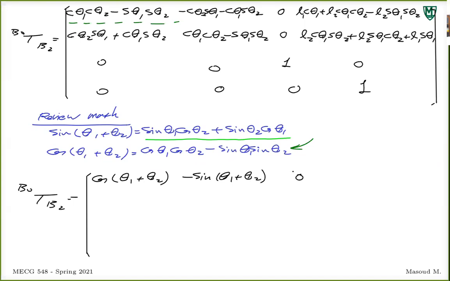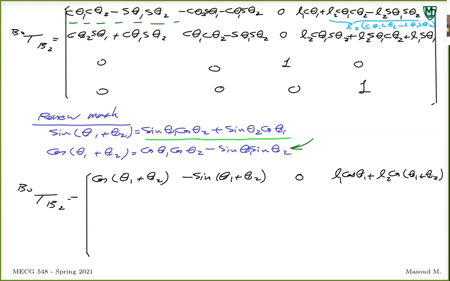Third one is 0. Right there, you can factor out L2. So that becomes L1 cosine theta 1 plus L2 cosine theta 1 plus theta 2. There's not that much you can do there. And if you factor out L2 there, if you take L2 out, you get cosine theta 1 cosine theta 2 minus sine theta 1 sine theta 2. And that's basically nothing but cosine theta 1 plus theta 2.